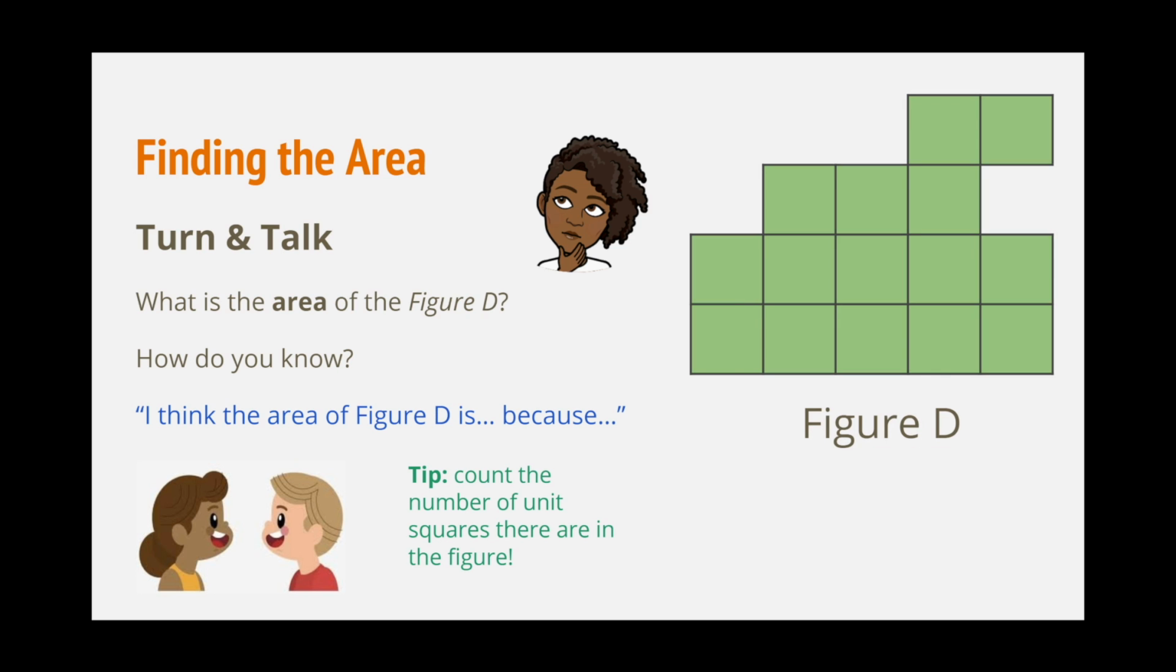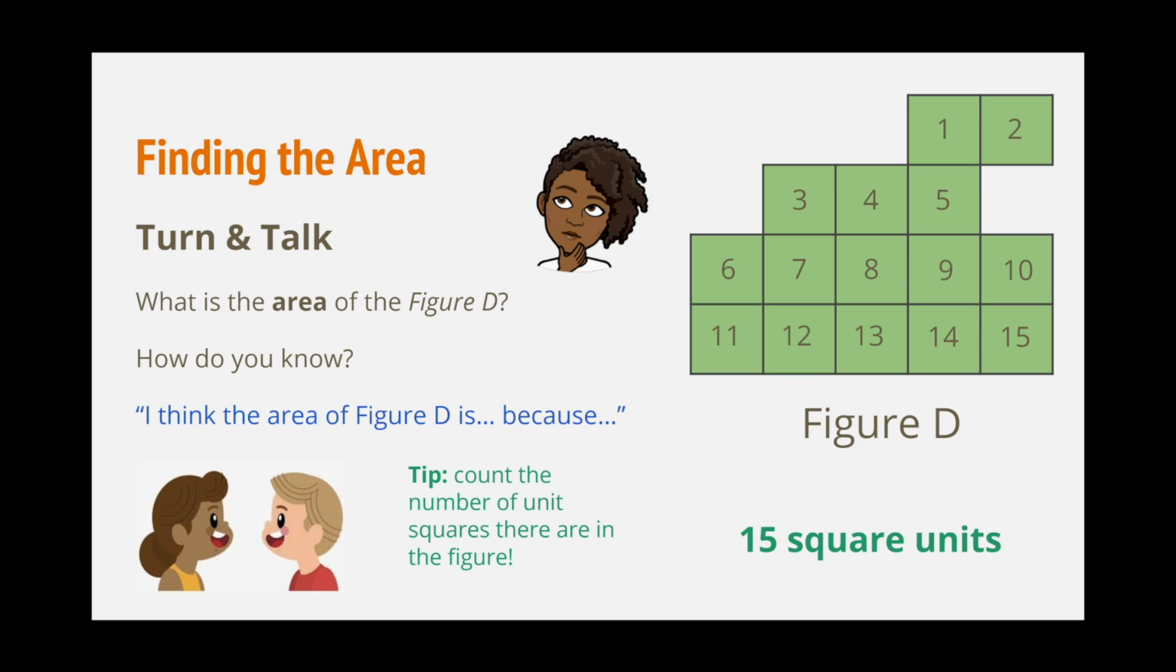What is the area of figure D? How do you know? I want you to use the sentence stem. I think the area of figure D is ___ because... Tip: count the number of unit squares there are in the figure. All right, I think there are 15 square units because I counted. There's 1, 2, 3, 4, 5, 6, 7, 8, 9, 10, 11, 12, 13, 14, 15 squares.